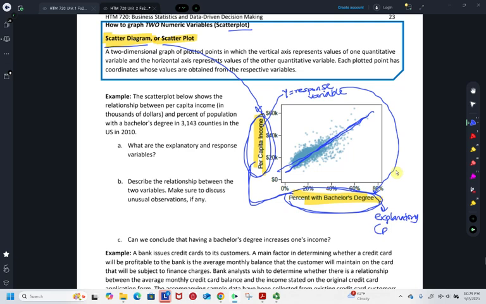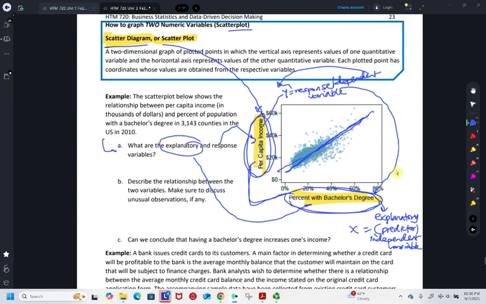The explanatory variable is also called the predictor variable. It is also called the independent variable, whereas the response variable is also called the dependent variable and is represented on the y-axis, whereas the explanatory variable is represented on the x-axis. So as far as this question is concerned, the explanatory variable is on the x-axis, the response variable is on the y-axis. And we are required to describe the relationship between the two variables.